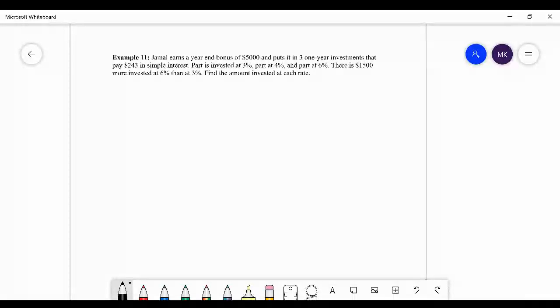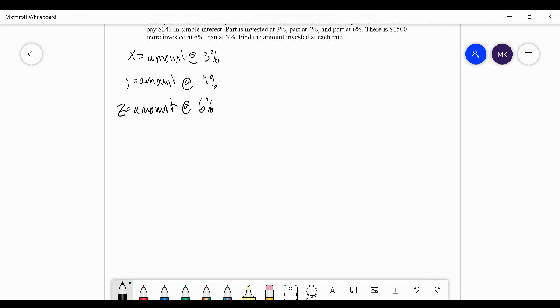But before we even do that, we need to first figure out our variables. So let X be the amount at 3%, Y the amount at 4%, and Z the amount at 6%. Now, here's what's cool: we can really easily create our first equation.